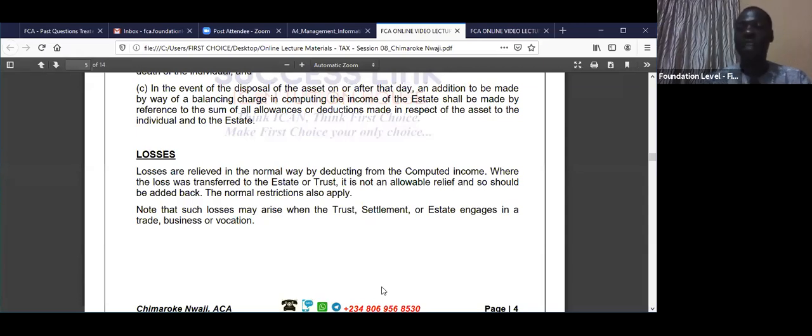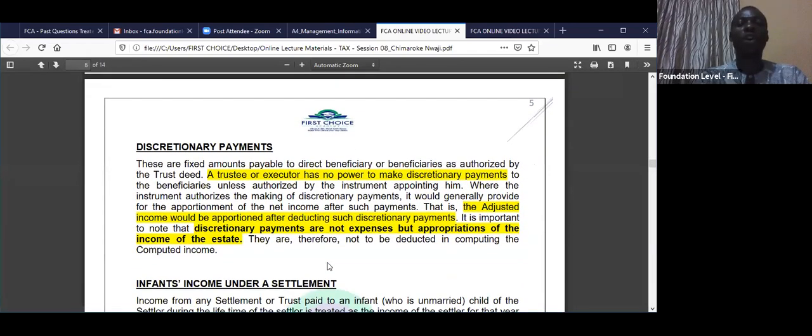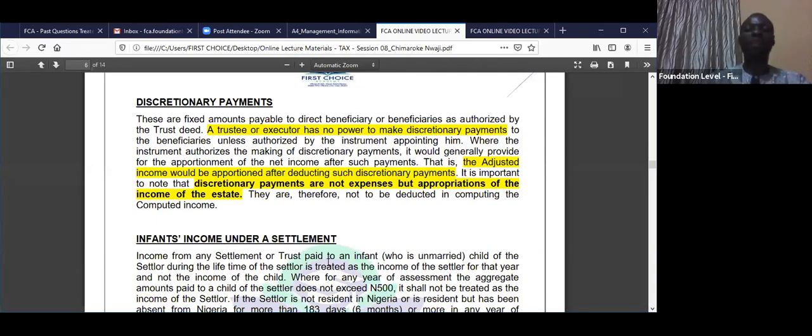Since it is an individual involved, the trustee is an individual, okay? It's also representing the deceased. Everything is under the personal income tax. Now, there are something called discretionary payments. These are fixed amounts payable to direct beneficiary or beneficiaries as authorized by the trust deed.